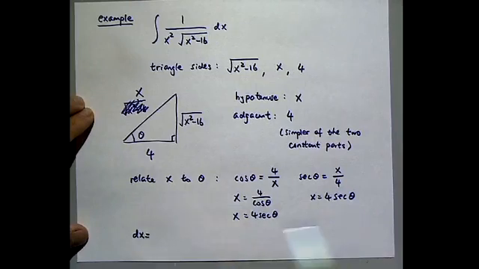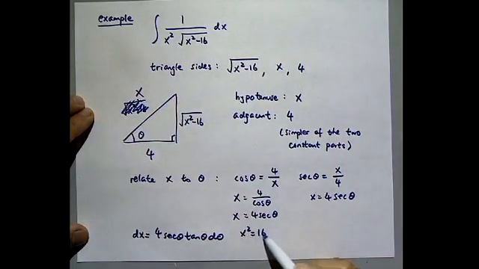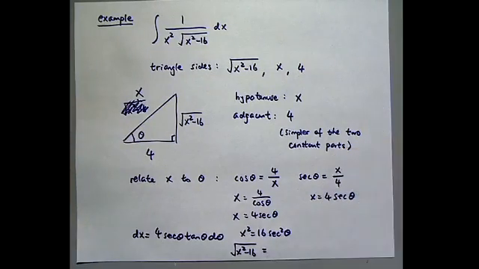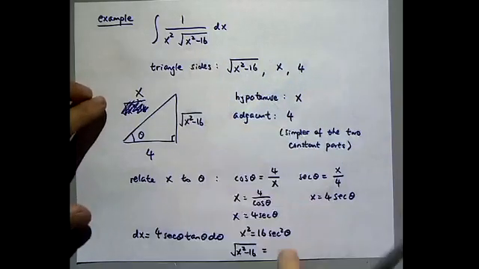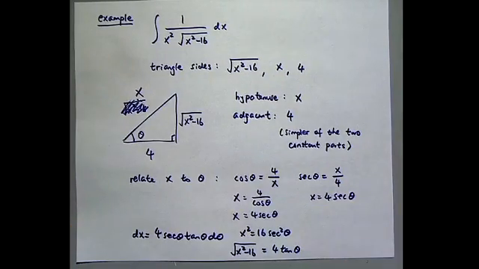Now we do dx. dx is 4 secant theta tangent theta d theta, x squared is 16 secant theta squared, and radical x squared minus 16, if you plug this into here, you'll find out it turns into 4 tangent theta. Once again, using the second of the Pythagorean identities we used earlier to get this thing.